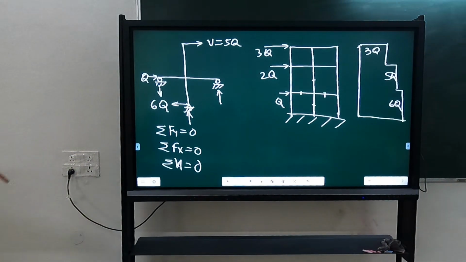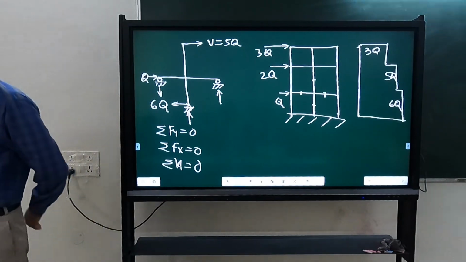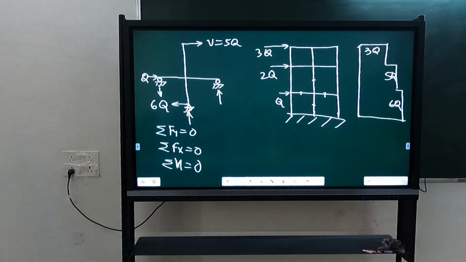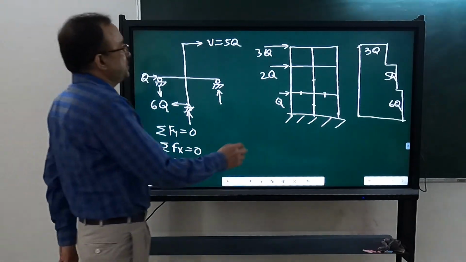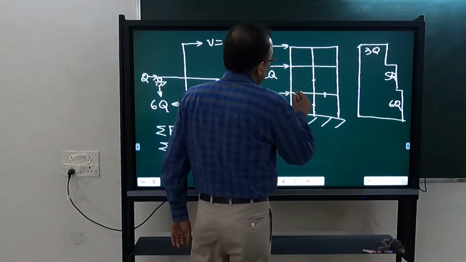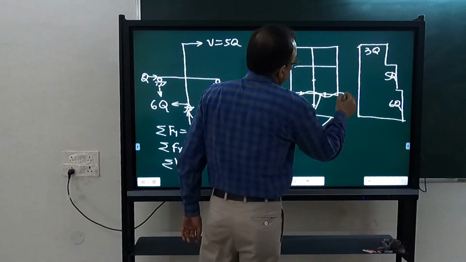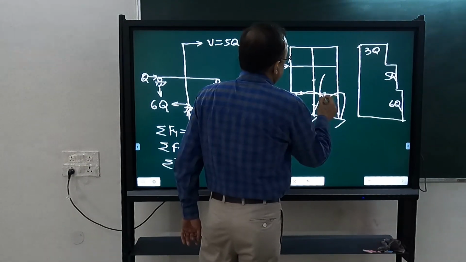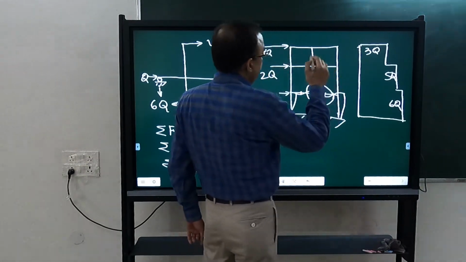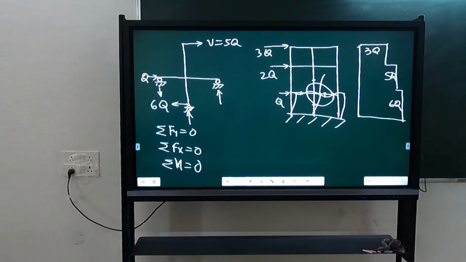We got it. Now, how can I solve the vertical reactions? I can't solve using equilibrium alone. I have to use compatibility. And I know from the deformed shape how it is going to deform. If you look here, what is the shape? Is it symmetric about the vertical axis?